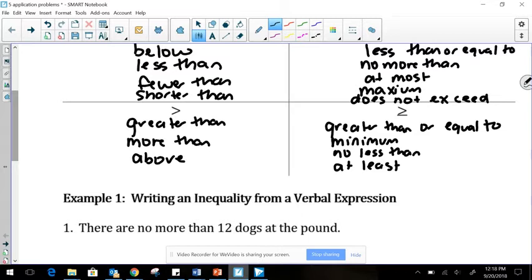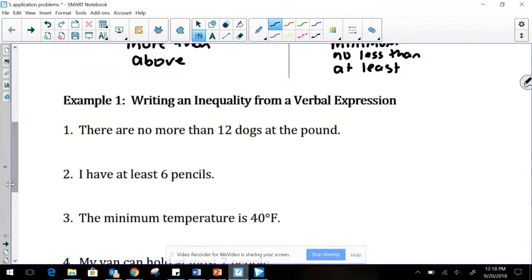Okay, so if you need to pause this and work on those, copying them down, that's fine. I'm moving on down to the bottom. So I'll do a couple of these.